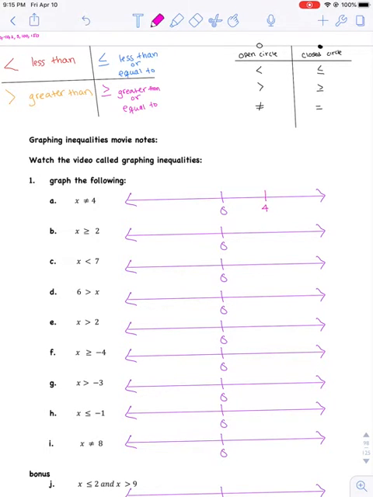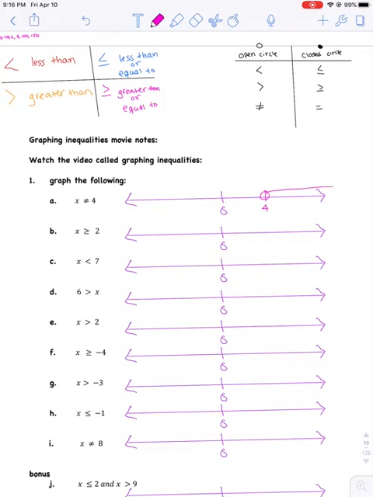X is not equal to 4. What we're going to do here now is put an open circle on the 4. This means that 4 is not eligible to be an answer because x is not allowed to equal 4. Let's see what other sorts of numbers work for this.